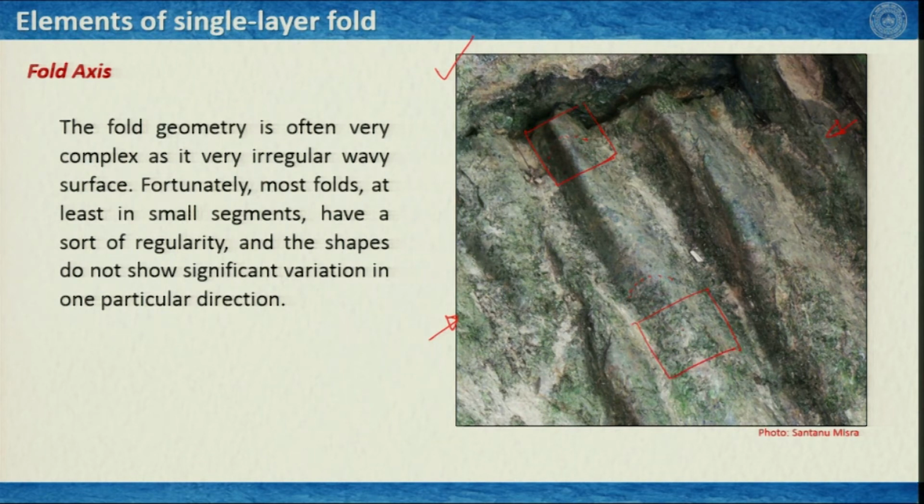So, it is extremely heterogeneous, but as we have learnt, no matter how heterogeneous your structure is, there is always a small segment of the structure where you can find some sort of homogeneity. So, this is what is written here. Fortunately, most folds, at least in small segments, have a sort of regularity, and the shapes do not show significant variation in one particular direction.